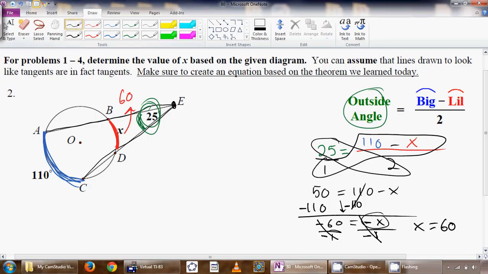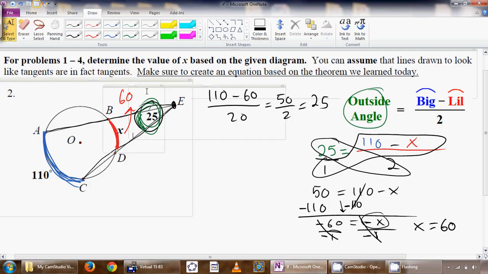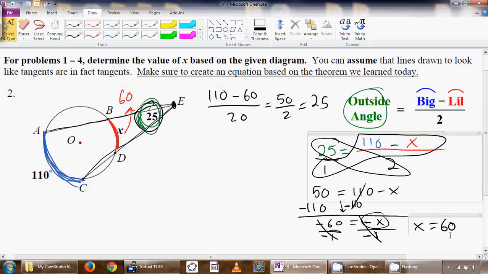And we could check that by, let's verify. If I subtract my big arc, 110, if I subtract from it my little arc, 60, and I divide by 2, what will that give me? Well, 110 minus 60 is 50. 50 over 2 is, in fact, 25, that outside angle. So in this case, x equals 60.